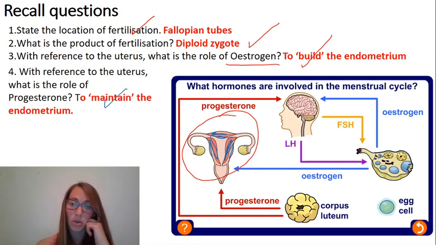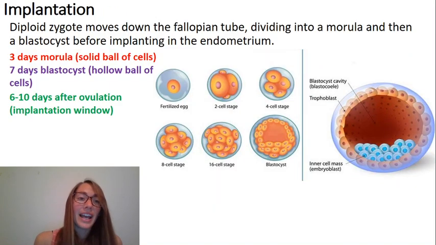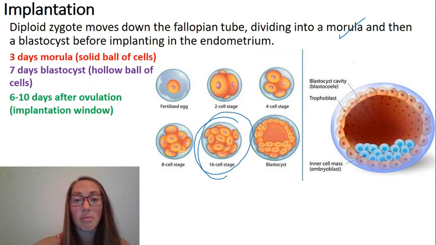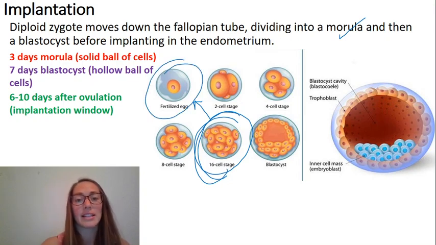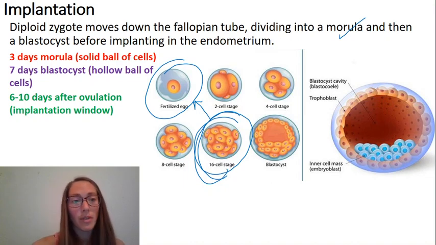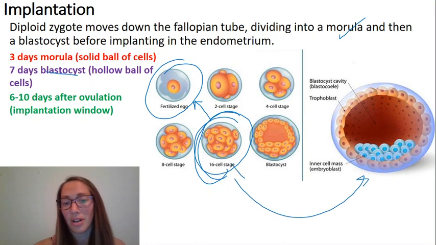Progesterone is actually the most important hormone in pregnancy, because you need a vascular endometrium to allow a successful pregnancy to occur. In implantation, the diploid zygote moves down the fallopian tube and divides into a ball of cells called a morula. The morula is 16 cells at this point, and it's pretty much the same size as the fertilised egg cell, the diploid zygote. That's because the diploid zygote is an enormous cell. It's got a huge cytoplasm, so that allows for lots of cell division without the cell having to grow even larger.